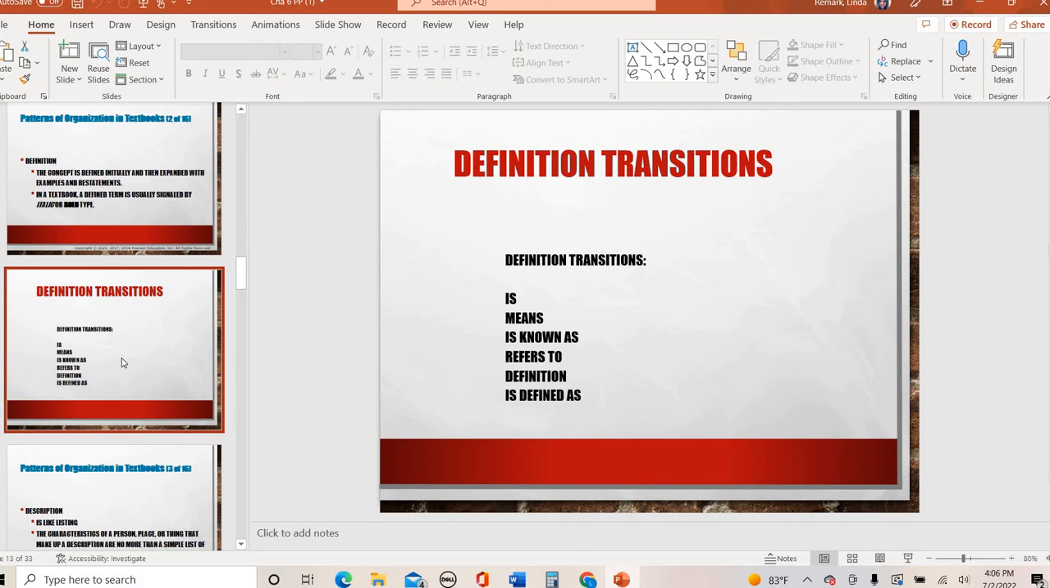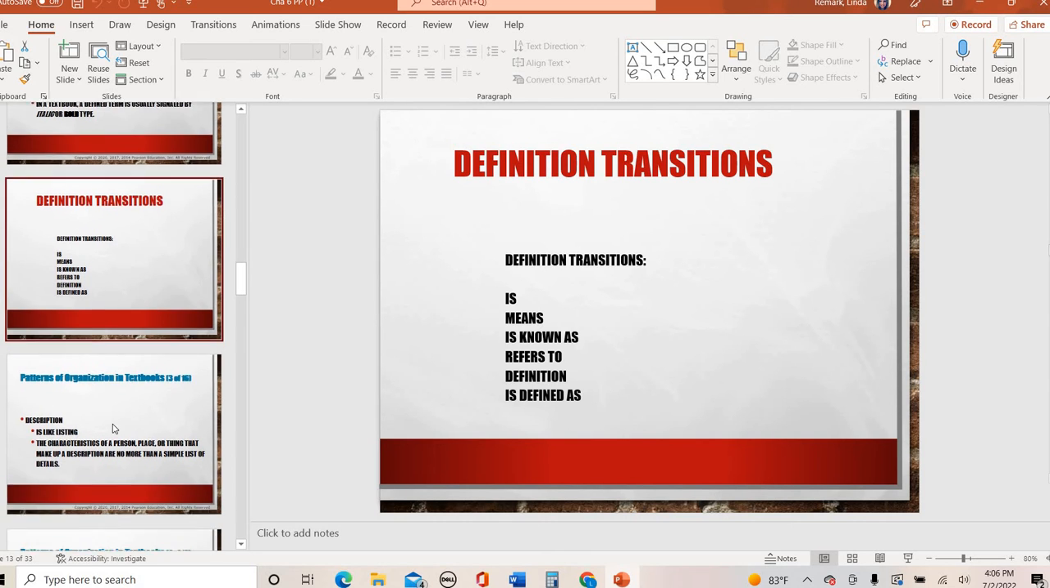Is, means, known as. These are some transition words that an author might use to say, hey, I am defining this for you. I'm going to spend my time in this section defining this concept or this word. That's the second type of pattern. So we talked about listing, now we talk about definition.